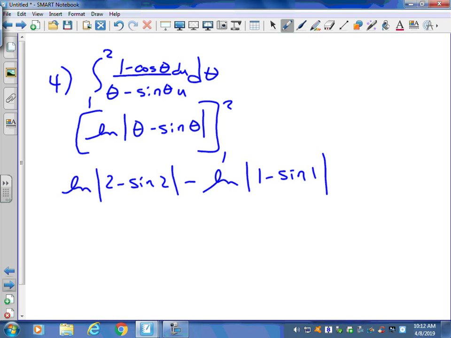I feel like you could put it in a division. Okay, so like 2 minus sine of 2 over 1 minus sine of 1. You feel like that makes it look better because it's not so stretched out, which is correct. And then if they wanted a decimal answer, you could just type that in your calculator and get one.